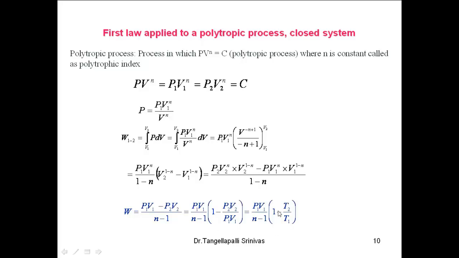Or it can be expressed in terms of temperature ratio also. The temperature ratio also has greater flexibility, and can be converted into the pressure ratio or volume ratio. See, T2 by T1 is equal to (P2 by P1)^((n-1)/n), or T2 by T1 is equal to (V2 by V1)^(1-n).